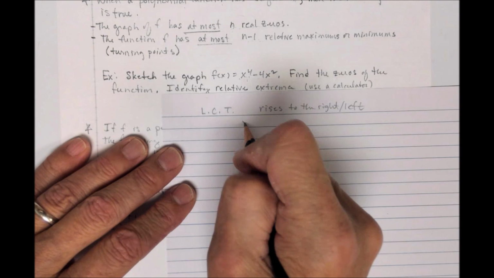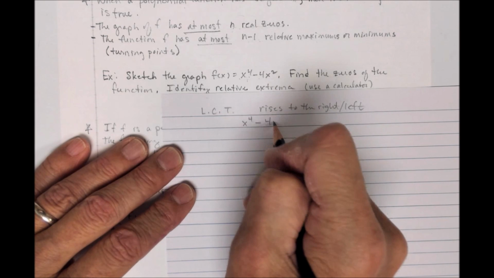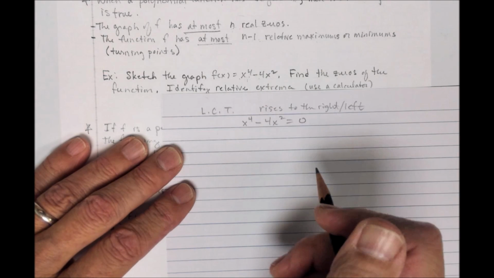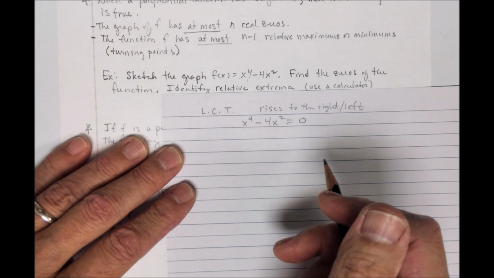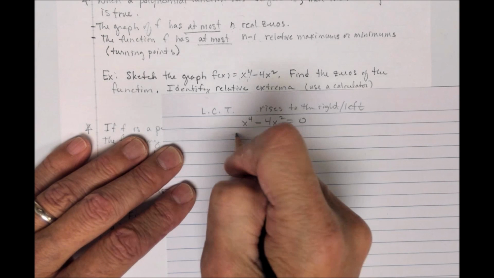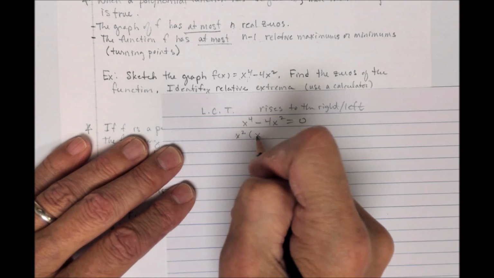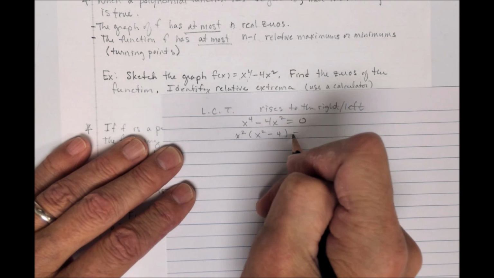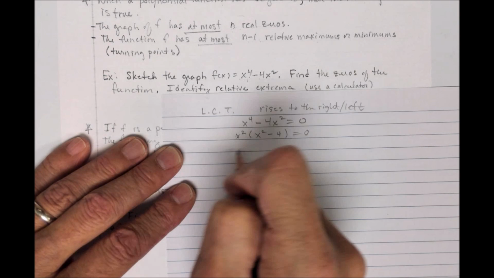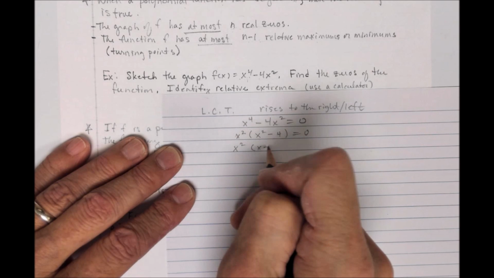But to find zeros, you set the function equal to 0, and then hopefully it solves by factoring. And this one I can factor. I can factor out an x squared. That would give me x squared minus 4, which factors further. So I have x squared times x minus 2, x plus 2.